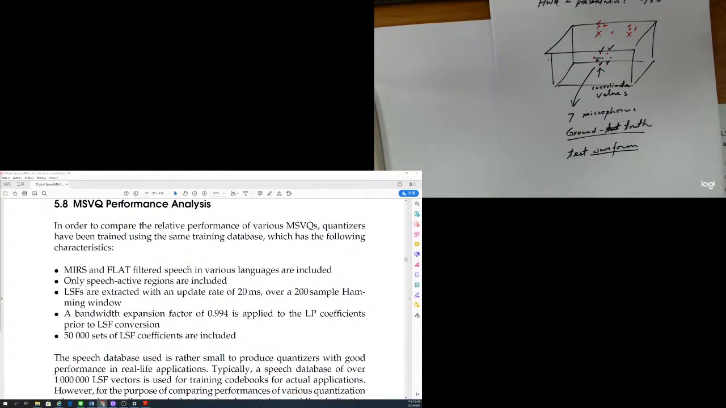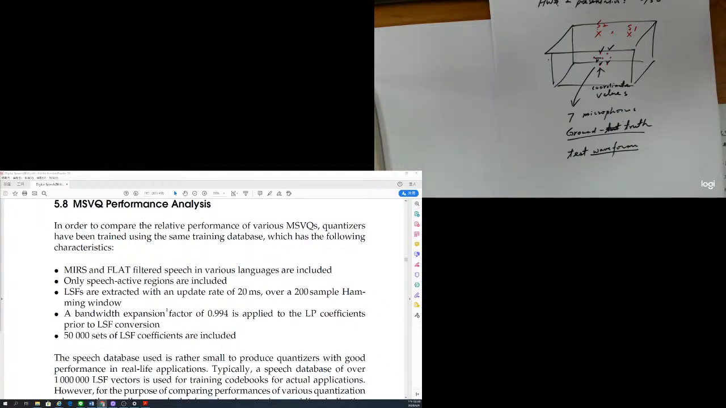So right now they consider, in the beginning, they use some filtered speech. They are trying to do the testing and also consider the voiced region for implementation. For the line spectrum frequency, they are using 20 milliseconds, which is around 160 samples. Their Hamming window is a bigger frame, around 200 samples.